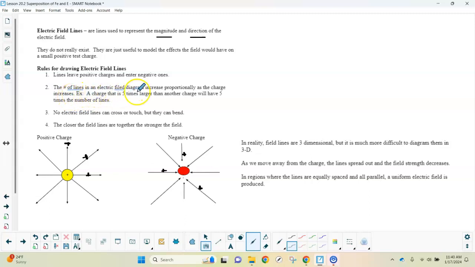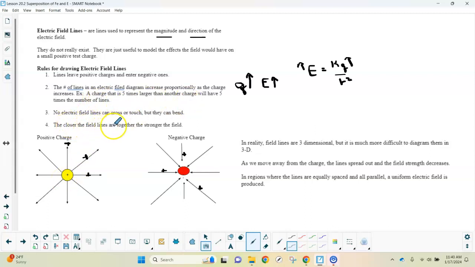The number of lines in an electric field diagram is proportional to the amount of charge. So if you increase the charge, you increase the electric field. And that just goes along with the proportionality of the equation. So again, E equals kQ over r squared. So as r gets bigger, or I'm sorry, as Q gets bigger, E is going to get bigger. So that has to be shown. So if you had two different charges and one was, say, 3 times bigger than the other one, then it should have 3 times the number of lines. That's how it works. So that's what that note's saying.